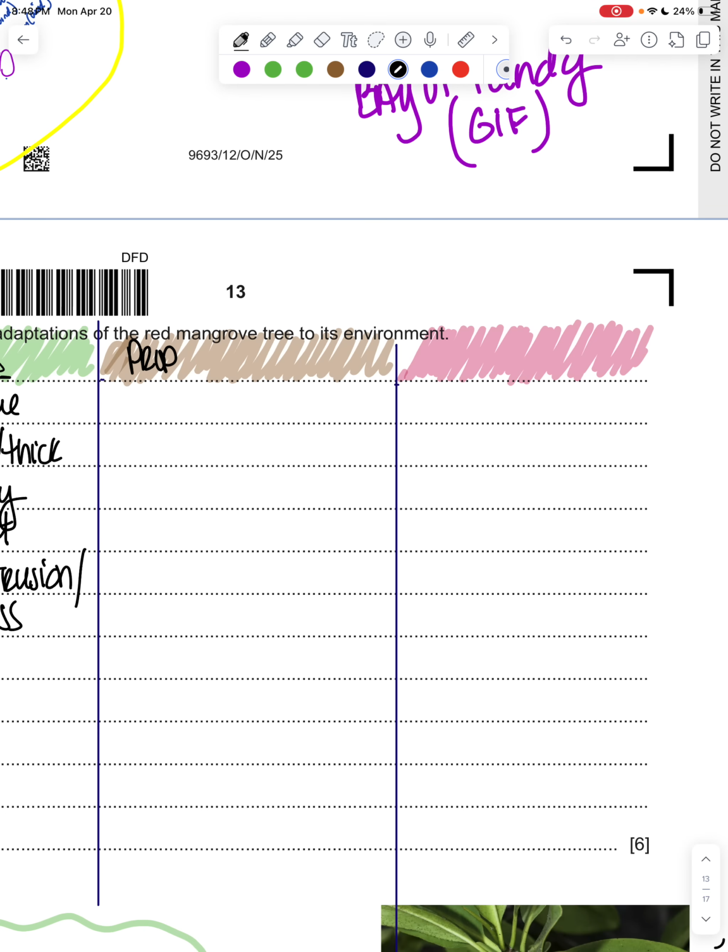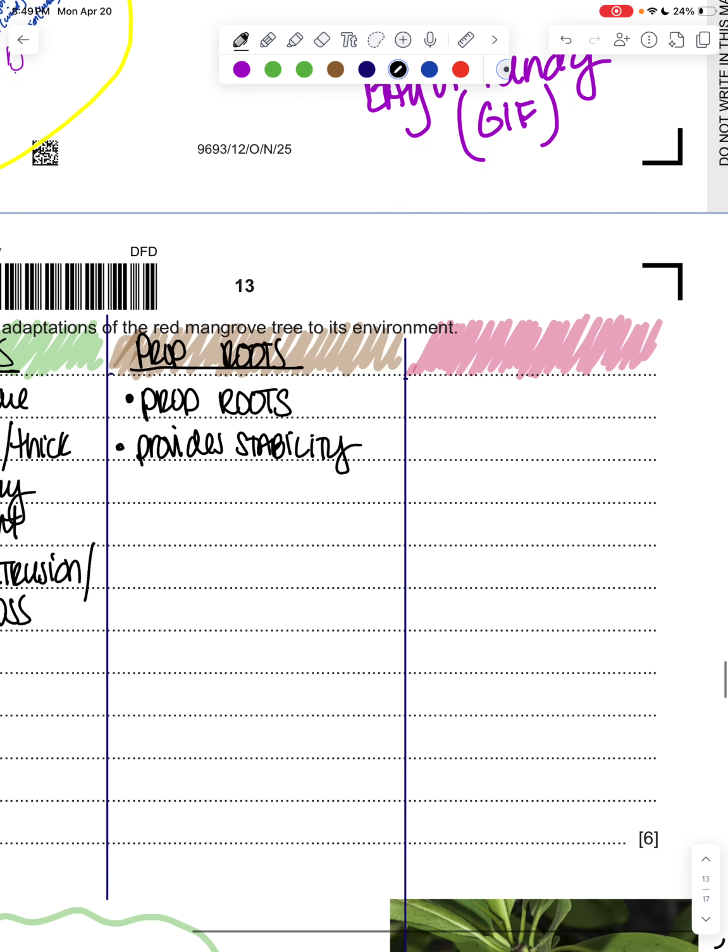Prop roots. You will get a mark just for mentioning prop roots, like just for saying them. So notice I'm separating them by bullet points into the marks that they're given so you can see where the marks are at. But on your exam, you will want to write this maybe with more continuous prose where these marks lead towards each other and they're not just short, I say it's like caveman talk, like prop root, stability. We need to link it together.